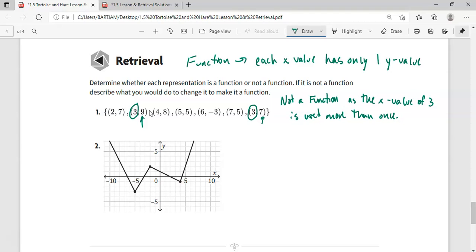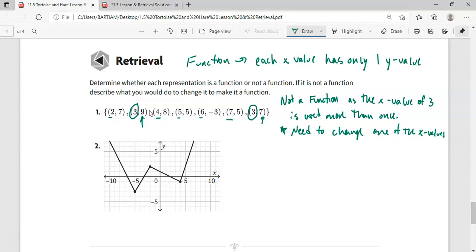So now, in order to make it a function, we would need to change one of the x values. And so because I have 2, 4, 5, 6, and 7, it would have to be some other value. So for example, x could be 1, or x could be 8, or x could be negative 7.